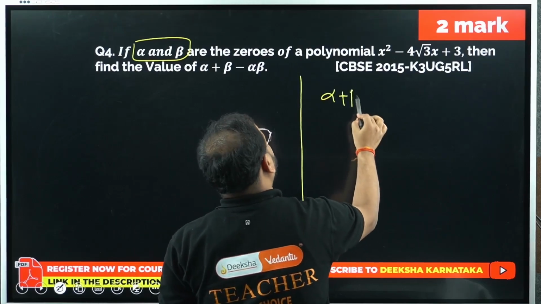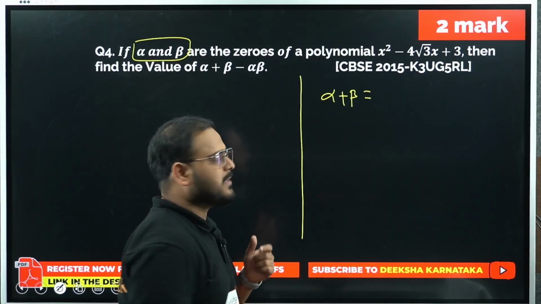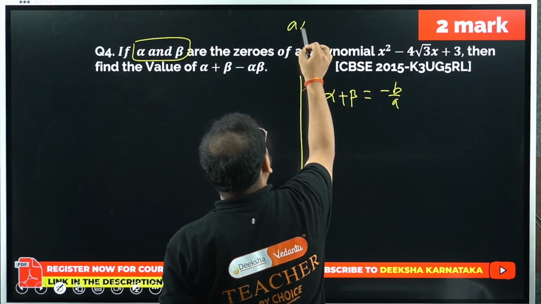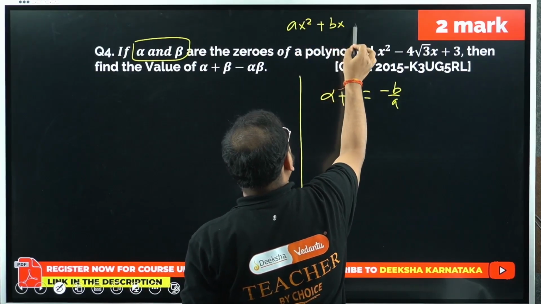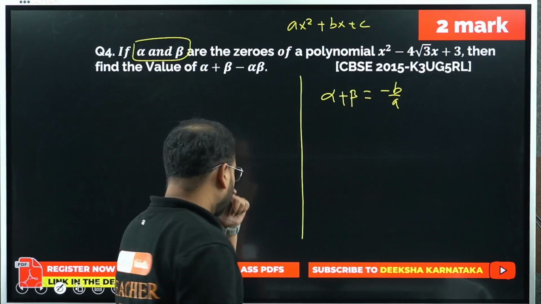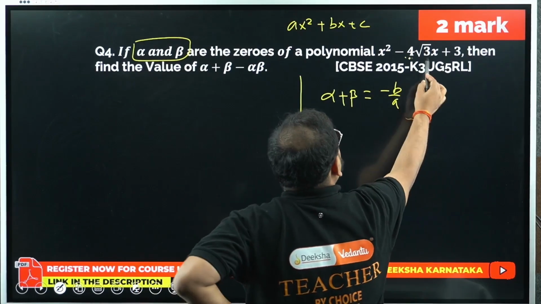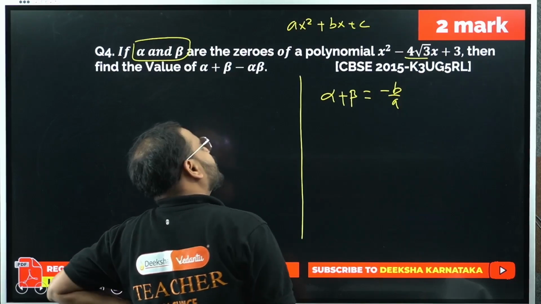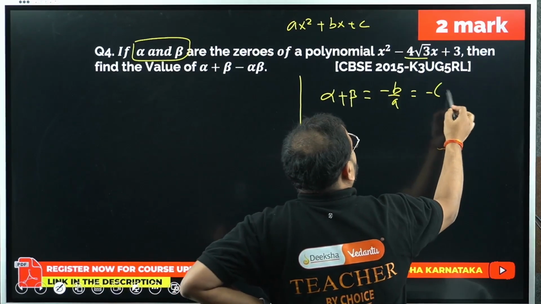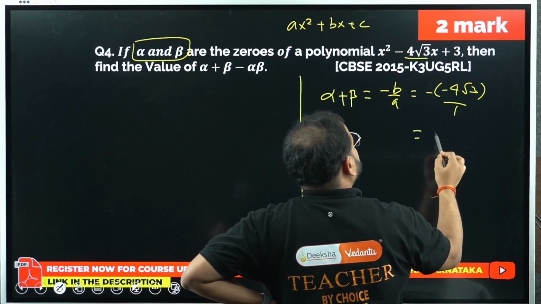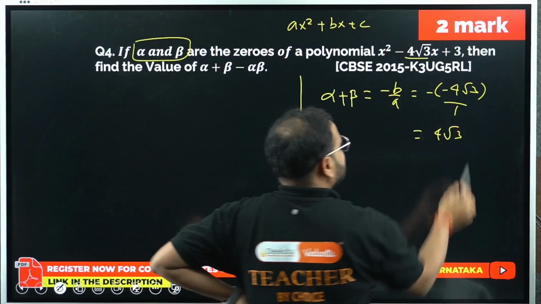Alpha plus beta is what? Please check. Minus b by a, sir. If you are not sure, write the standard form: ax square plus bx plus c. So alpha plus beta will be minus b by a. Please compare this. What is the b value? Minus 4 root 3. So minus of minus 4 root 3. What is a value? Simply 1, sir. What's the answer? 4 root 3, because minus and minus will become positive.